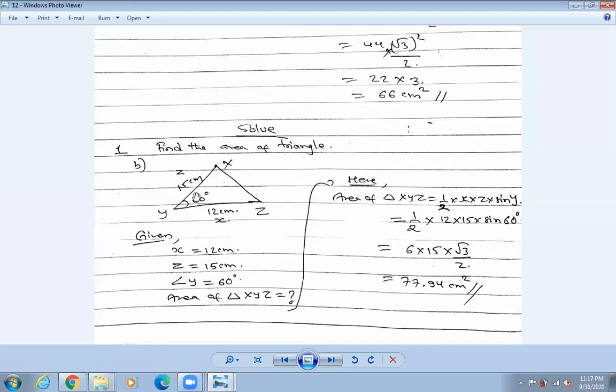So two sides are seen and one angle is given, so we are applying this formula. Is that okay or not? Half into x into z into sine y. That means, look here. Two sides are x and z, so what is not there? Y is not there. So write sine capital Y. Capital will represent the angle, small letter will represent the side. So small x represents the sides, and capital Y represents the angle.